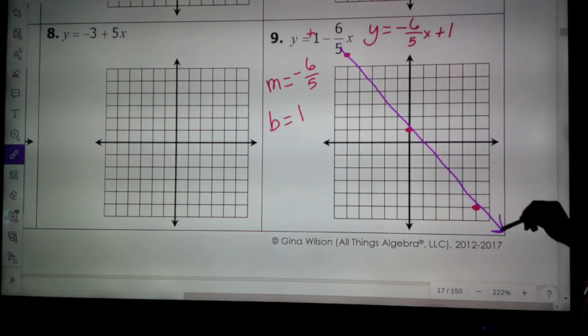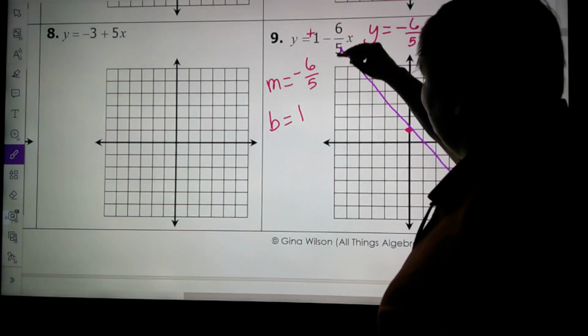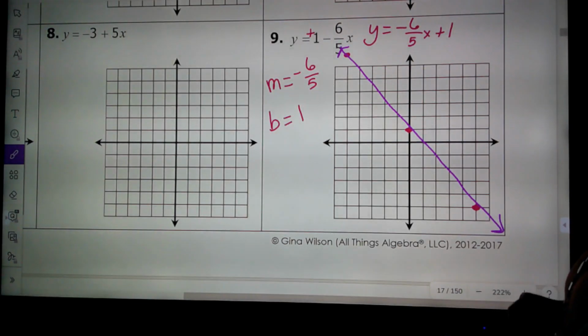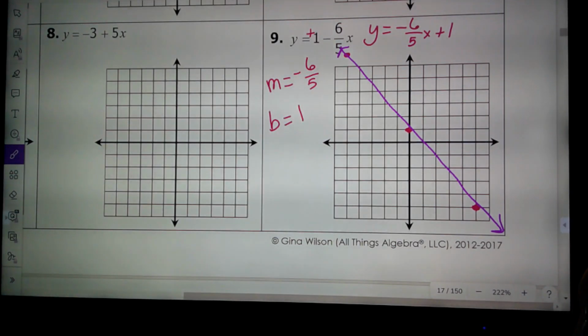I know what you're saying. My line is not straight. I know that. You'll have a ruler. I do not. Don't judge me.